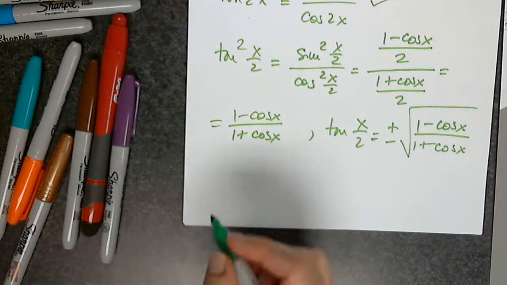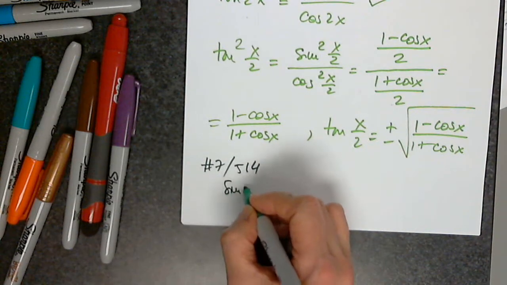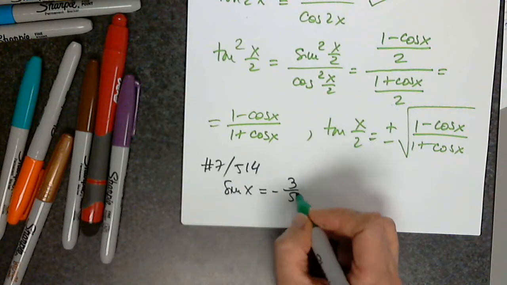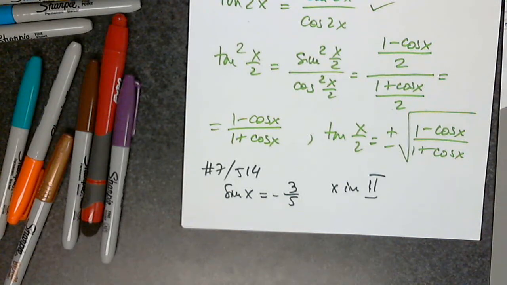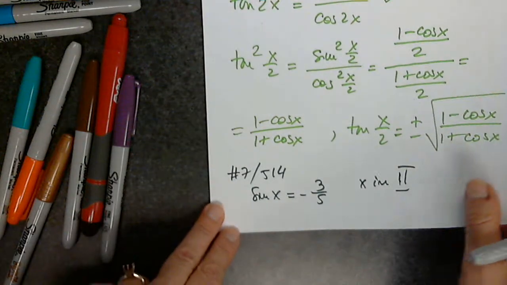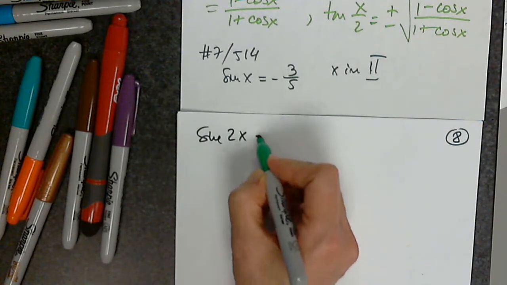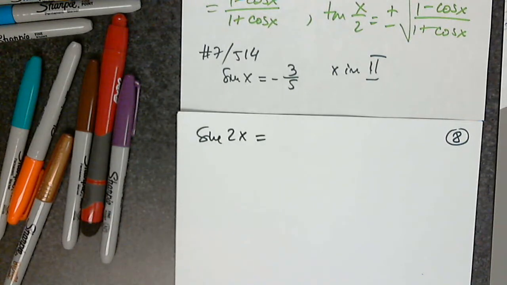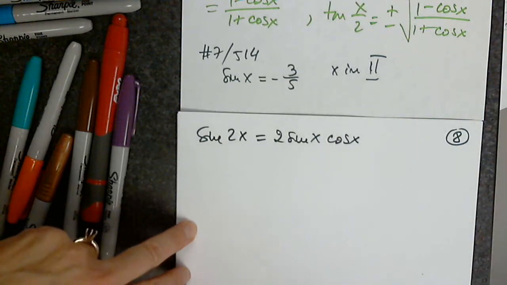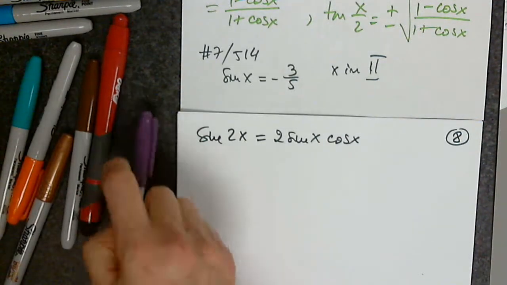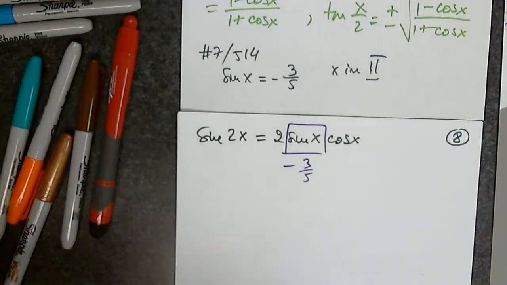Very good. So we are given sine x, number 7 on page 514. Sine x equals negative 3 divided by 5. X is in the second quadrant. They're asking us to find sine 2x, cosine 2x, and tangent 2x. I need the formula for sine 2x. 2 sine x cosine x. I do have this piece. It's given to me already. I have this piece which is negative 3/5.